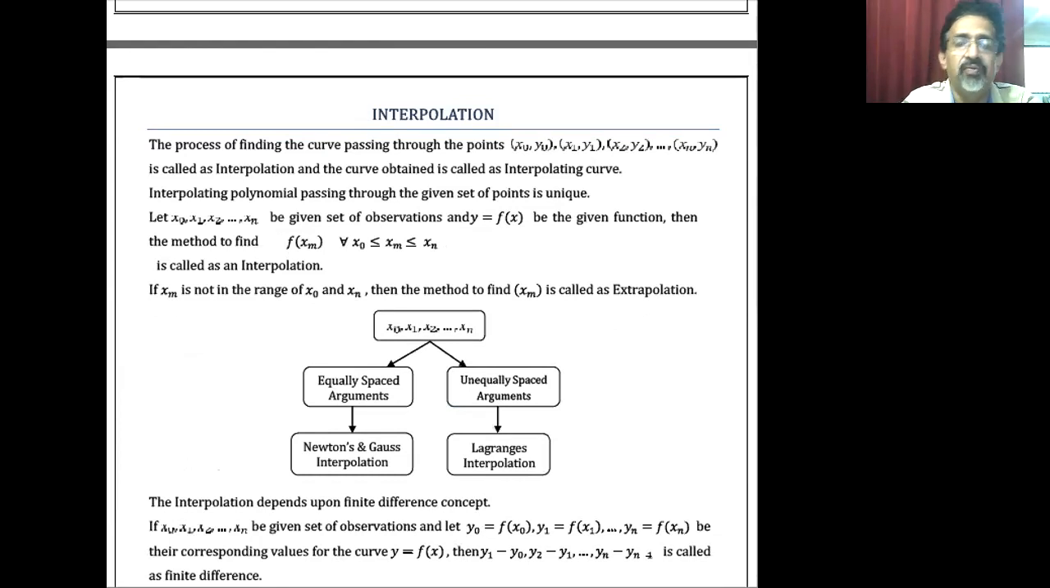Right. Now, as I discussed with you in my previous video, the process of finding a curve passing through the points x0, y0, x1, y1, so on up to xn, yn is called interpolation. The curve obtained is called the interpolating curve.